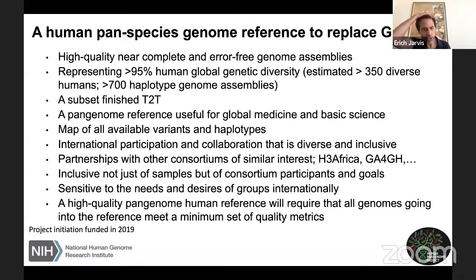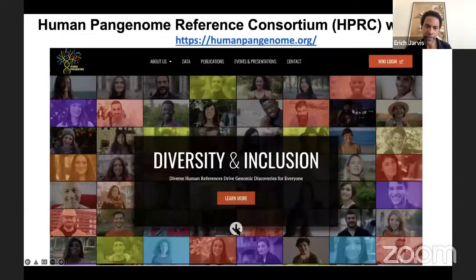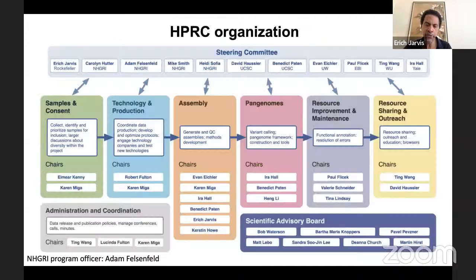And the goal here, if you're going to squash all these genomes together, you need a high quality pangenome reference. That is going to require that the genomes going into that pangenome be high quality as well and meet a minimum set of metrics. And so this is the website that several of us from the VGP and other consortiums got together, competed for the funds, we won the funds, developed this website here, with putting forth diversity and inclusion as a primary goal here.